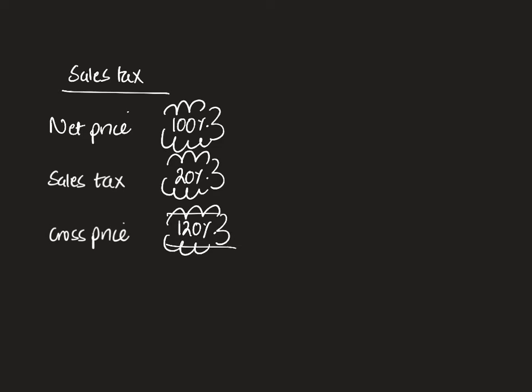With that in mind, let's think about some numbers that we can feed into this cost structure. Say, for instance, you were told that the net price is $500. How would we work out what the sales tax and the gross price is going to be? Well, it's quite simple to work this out because all you'd have to do is firstly think about this cost structure. We know that the $500 represents 100% of the price.